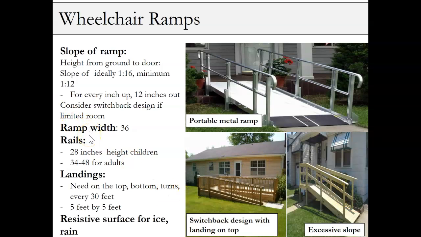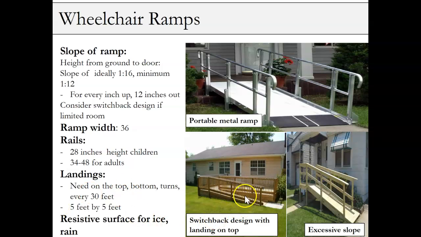The width, ADA width, 36 inches. The railings, 28 inches high for children, 34 to 48 inches as a range for adults. These are the landings, the bottom, the turns, and then the top. A landing may be 30 feet. It should be at least 5 feet by 5 feet each landing.